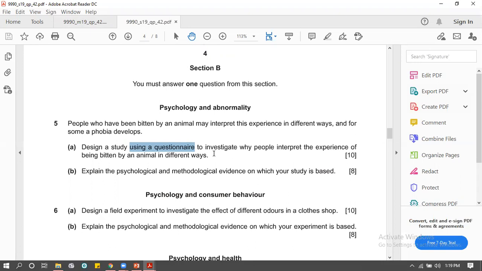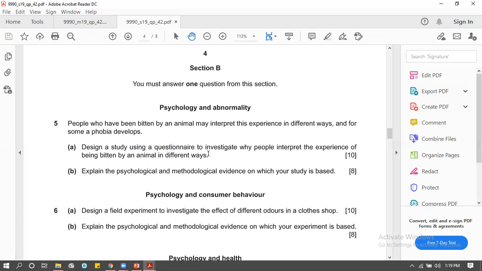So this is not a comparison. You just want to discover why certain people experience their biting experience differently. Why do people interpret it differently, right? All right. So right now it's not a comparison question, but you can make it into one. What do I mean?